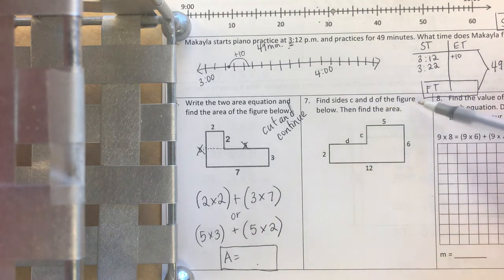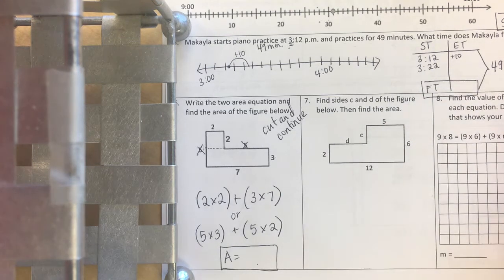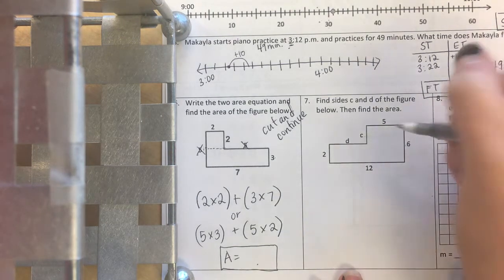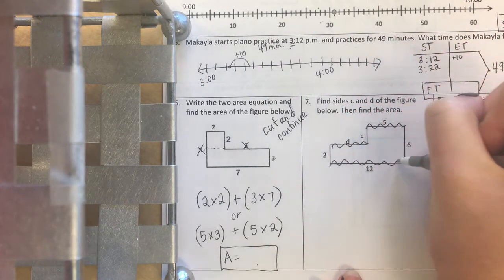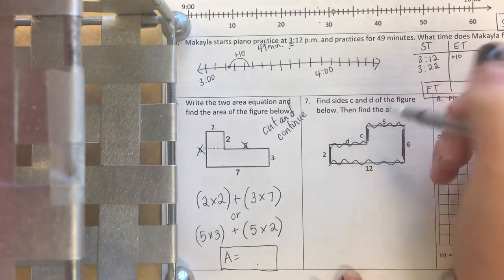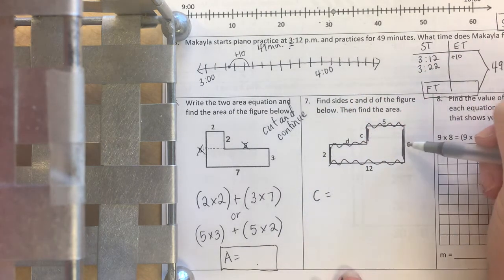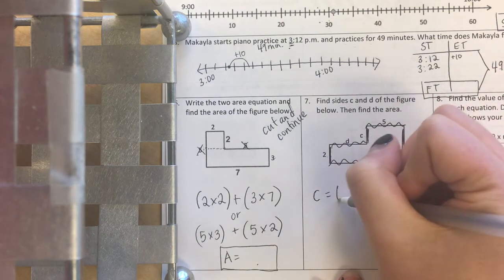Find sides C and D of the figure below, then find the area. So we need to find the missing sides first. We can squiggle our horizontal lines and straight the vertical lines. C is on a straight line, so I'm going to use the other straight lines to help me out. I also can see this is a smaller side, so we're going to use subtraction.